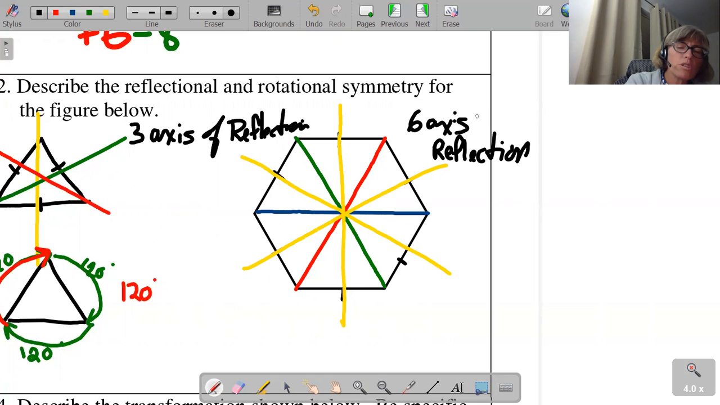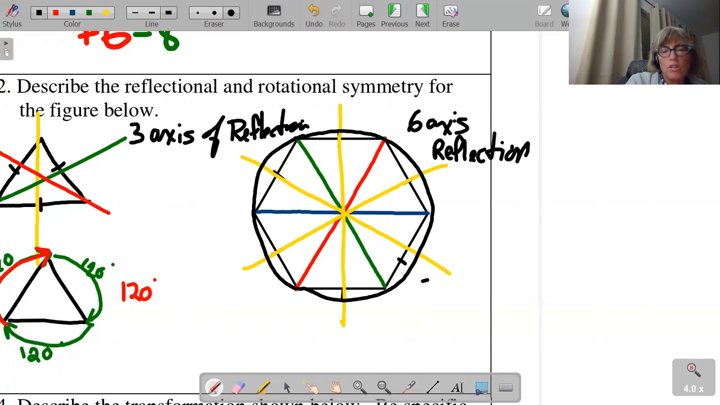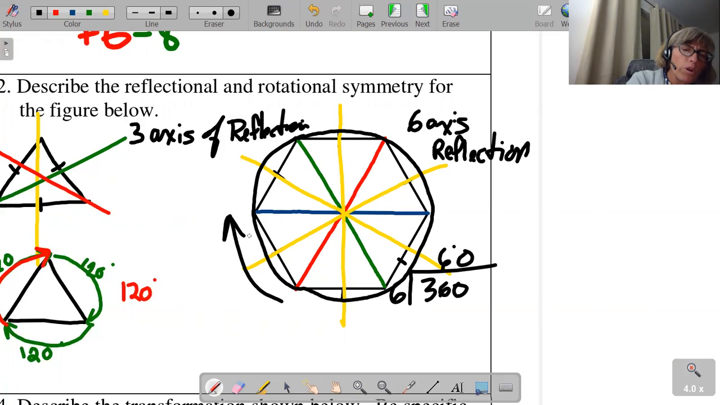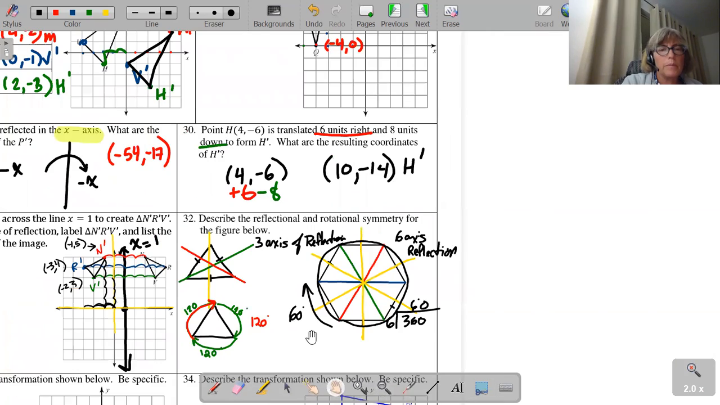As far as rotational symmetry, imagine this is a circle. 1, 2, 3, 4, 5, 6. So it's 360 divided by 6, which of course is 60. So your rotational symmetry is going to be 60 degrees.